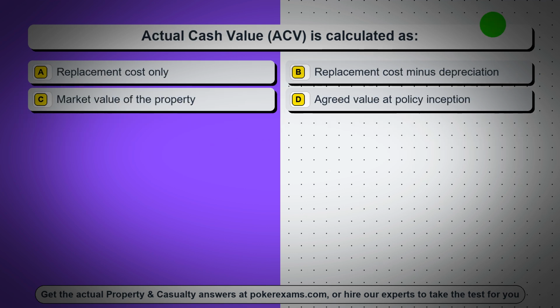Question 6. Actual cash value, ACV, is calculated as: Option A, replacement cost only. Option B, replacement cost minus depreciation. Option C, market value of the property. Option D, agreed value at policy inception.